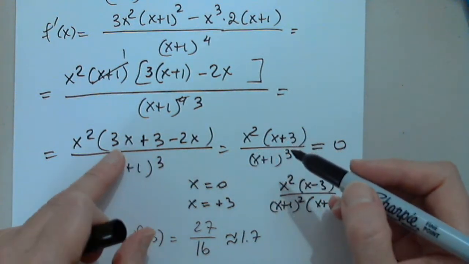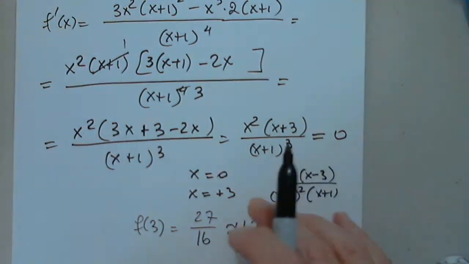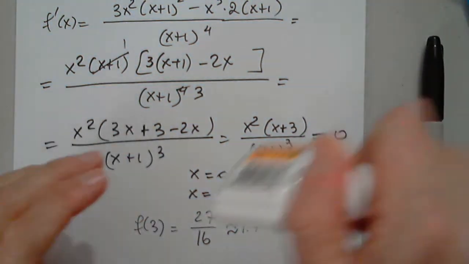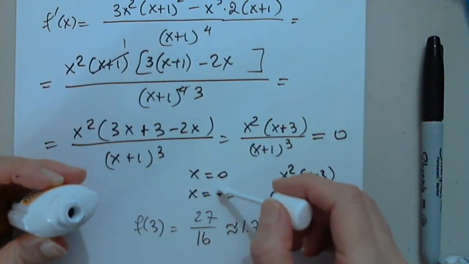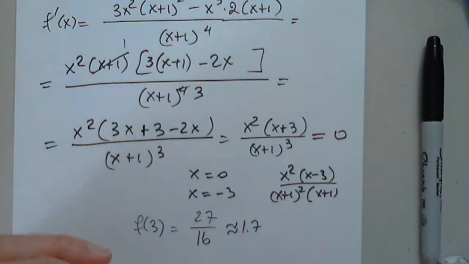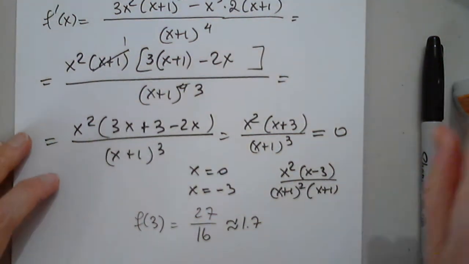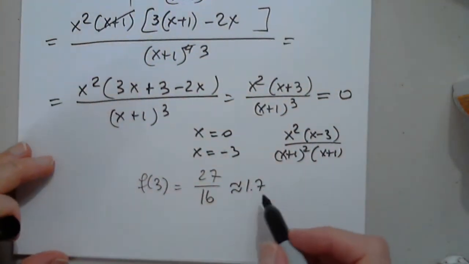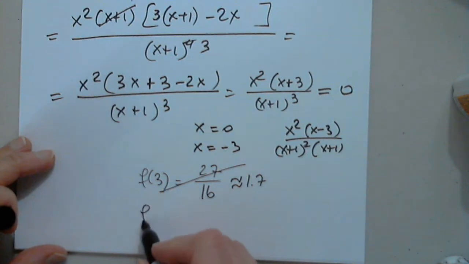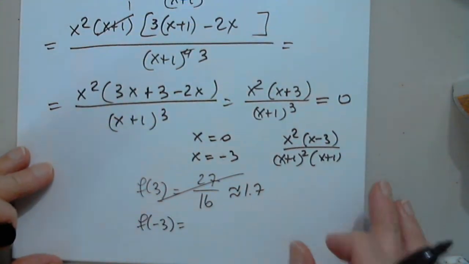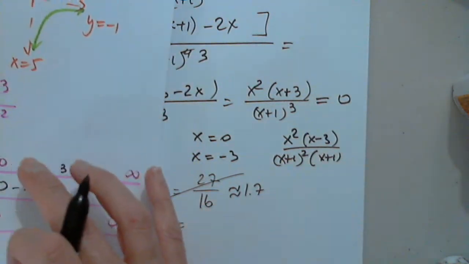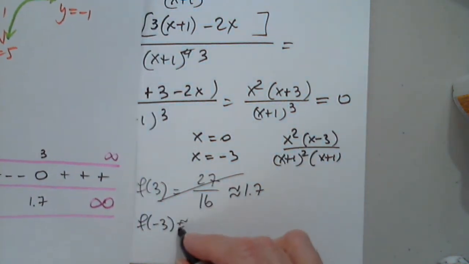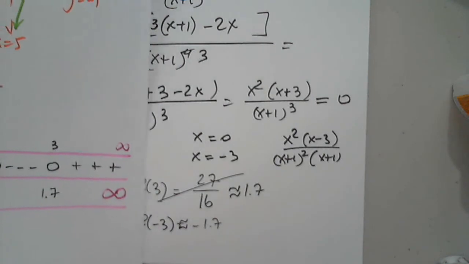Aha. It makes sense now. That's what it is. It's at negative 3, not at 3. So this is nice, but I don't need it. So f of negative 3 is what I need. And that's negative 27 over that. So that's positive. Yes. So this is approximately negative 1.7.